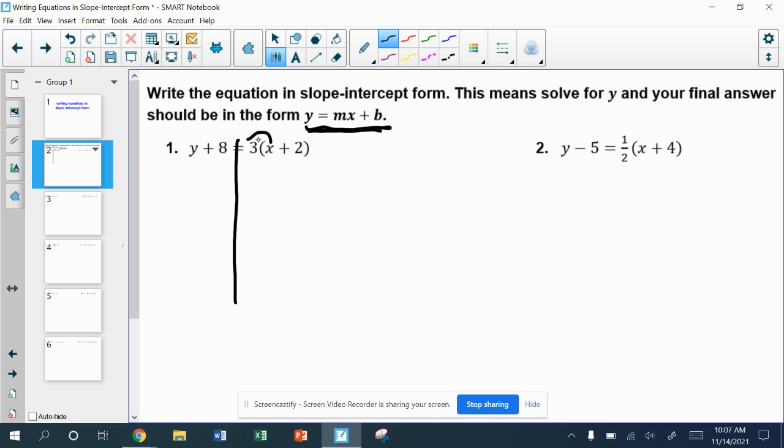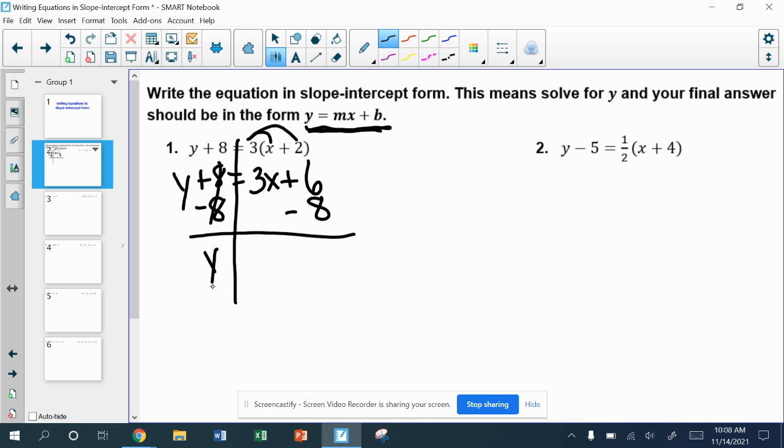When we start with our distribution right here, we'll have y plus 8 equals 3x plus 6. Now that the distribution's all done and all of our parentheses are gone, the only thing that we have left is this 8 that's with the y. So we would want to subtract the 8. And I would be careful where you write it. I wouldn't write it underneath the 3x because it doesn't go with the 3x. It goes with the 6 that we have over here. So we're going to have y equals 3x minus 2.